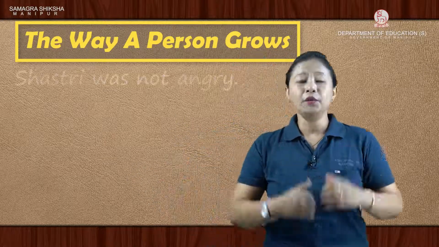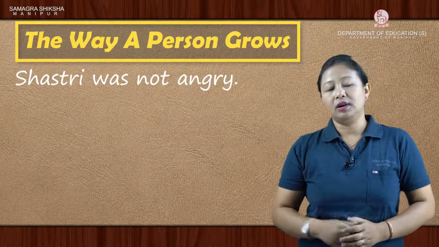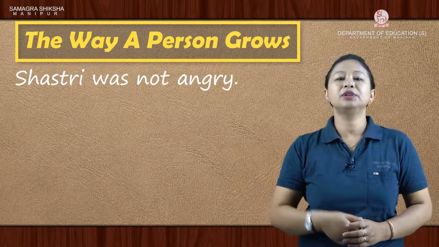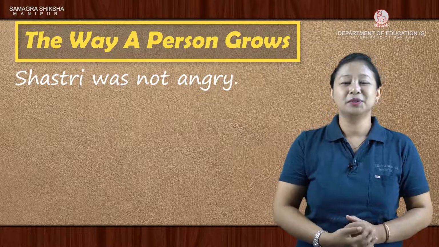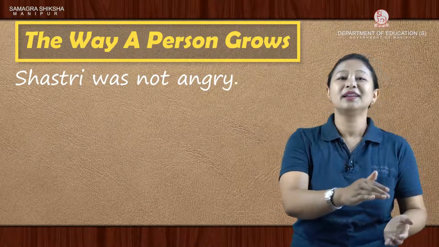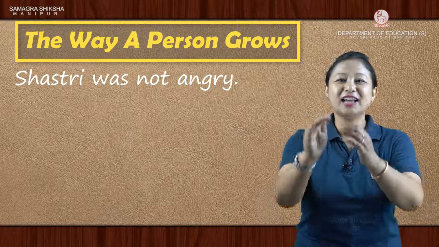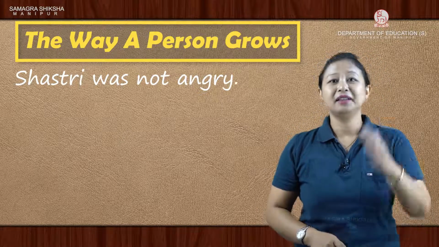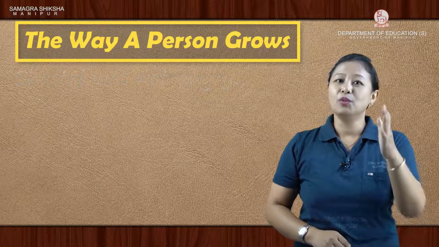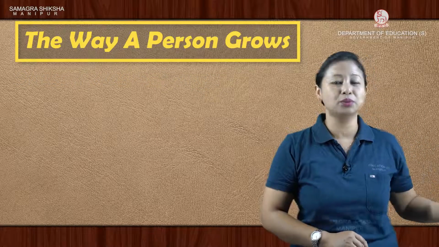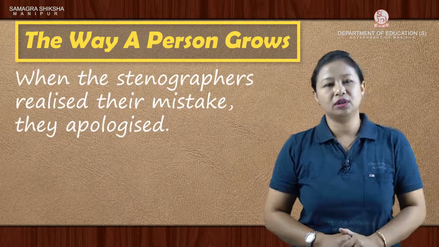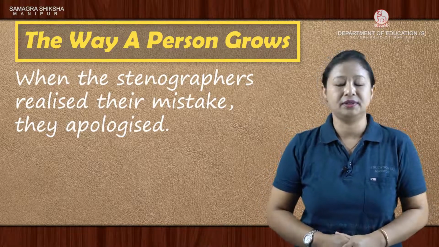Now, when the stenographers were called for, they were asked to come inside the room. The stenographers knocked on the door and entered the room. What did they see? They saw that the small man was sitting in the chair, and that small man was none other than Lal Bahadur Shastri. The moment they saw that Lal Bahadur Shastri was the man they met outside the room, they were surprised and embarrassed.